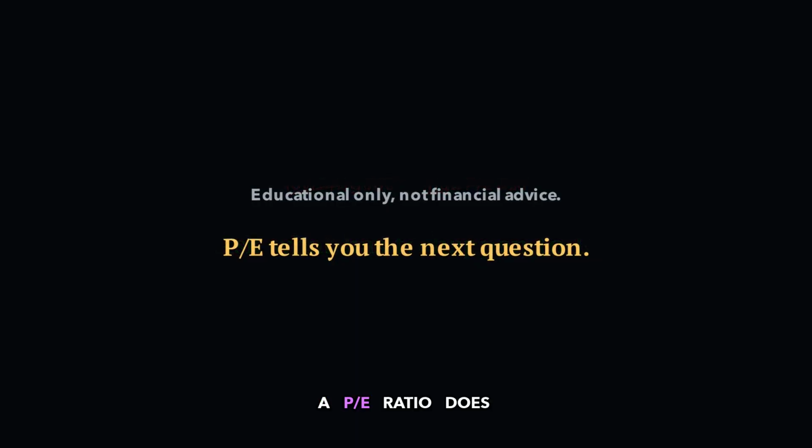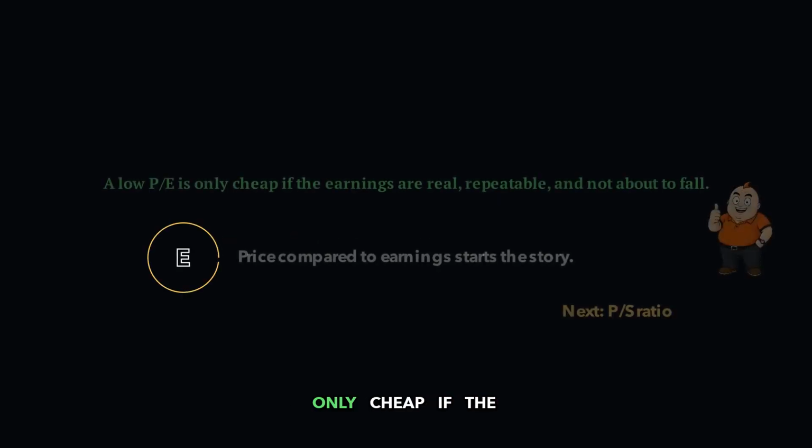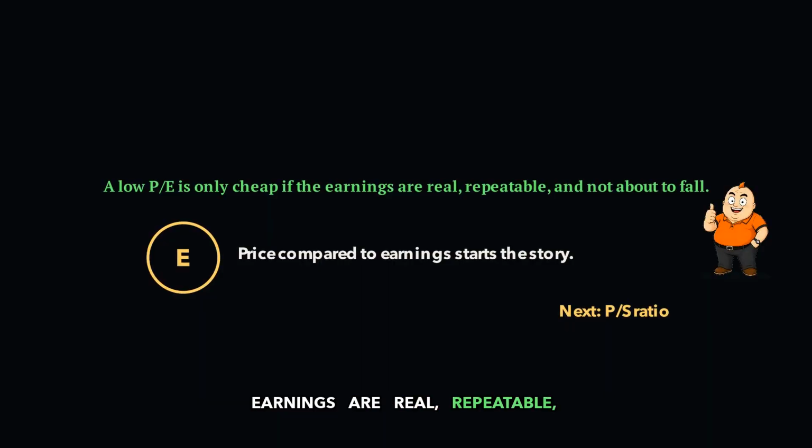A PE ratio does not tell you what to buy, it tells you what question to ask next. A low PE is only cheap if the earnings are real, repeatable, and not about to fall. Price alone tells you almost nothing. Price compared to earnings starts the story.